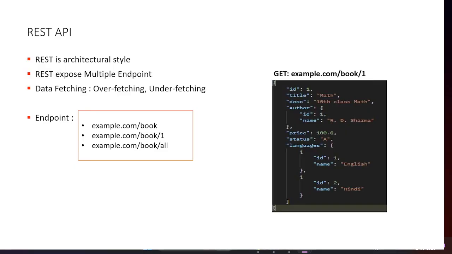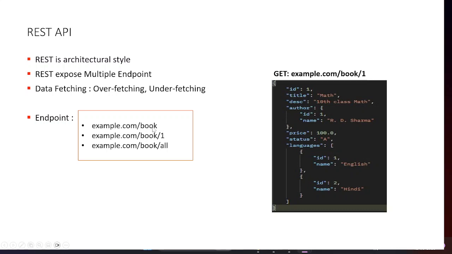REST API is basically an architecture style. In the REST API we expose multiple endpoints, and in data fetching it sometimes happens that there is overfetching or underfetching. So this is an example that you can see in the REST API. We expose multiple endpoints.